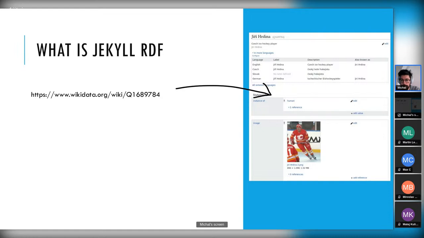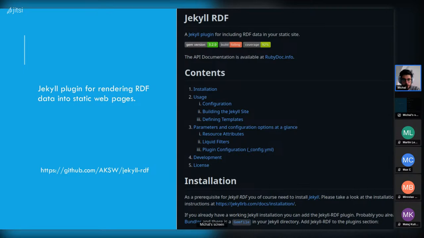And basically what Jekyll RDF as a plugin does is that it allows the users to render the data in some way, which may be like this example in the Wikidata. It also may be different, so I'll speak about that in the following few minutes. So basically this Jekyll RDF, it's a plugin for rendering RDF data into static web pages.